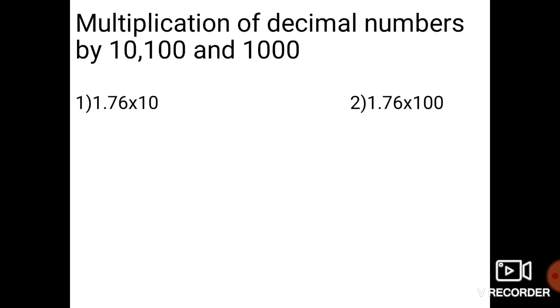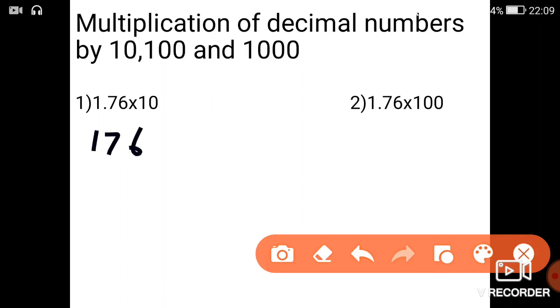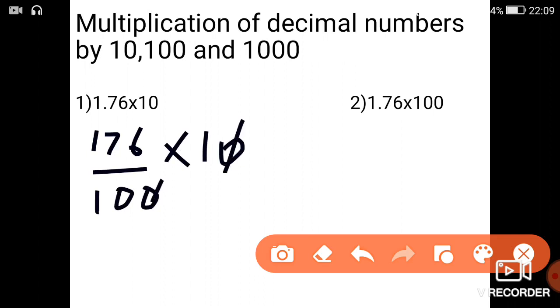Next let us see multiplication of decimal numbers by 10, 100 and 1000. So we'll consider an example 1.76 into 10. So we'll represent 1.76 as 176 by 100 into 10. So 0 and 0 will get cancelled. So we will get 17.6. So here in the denominator there is 1 digit, so after the 1 digit we'll place the point. So it is 17.6.